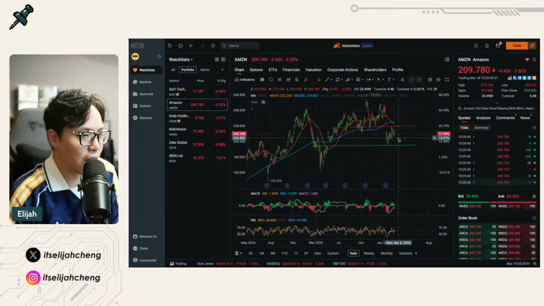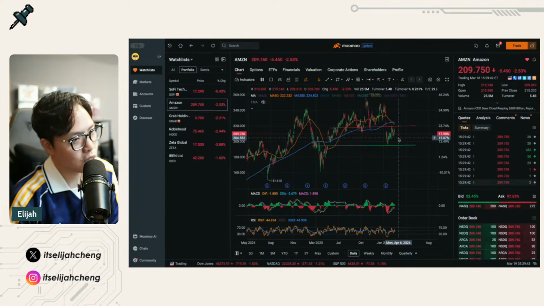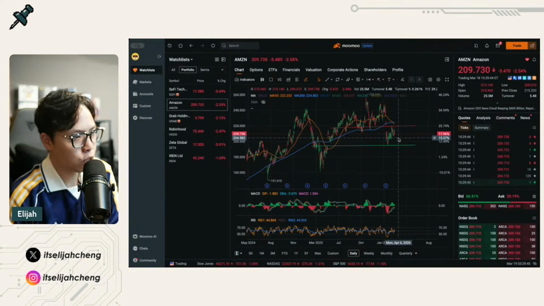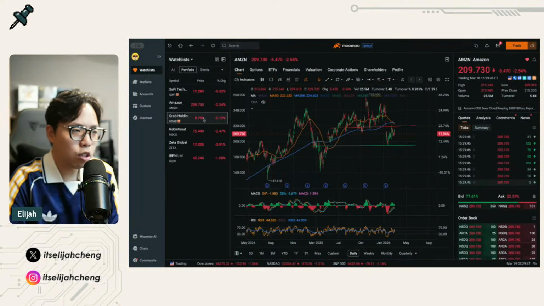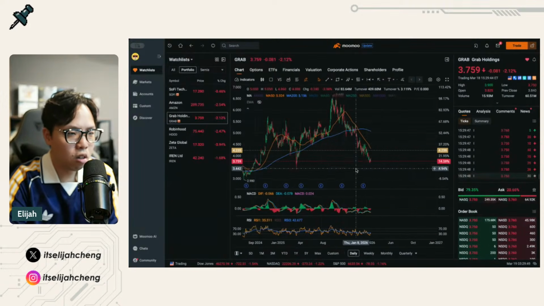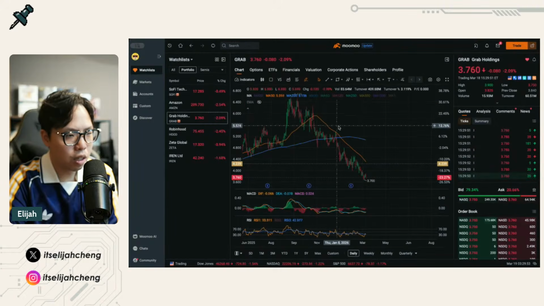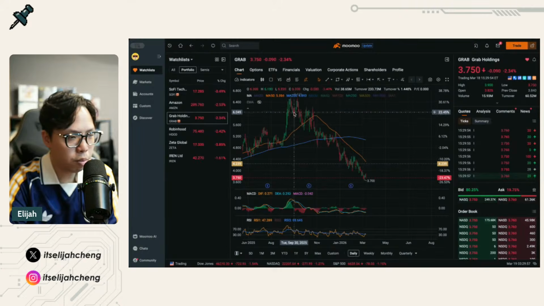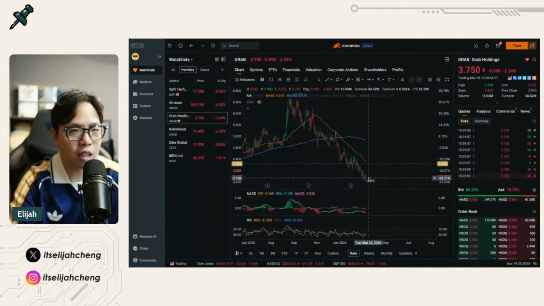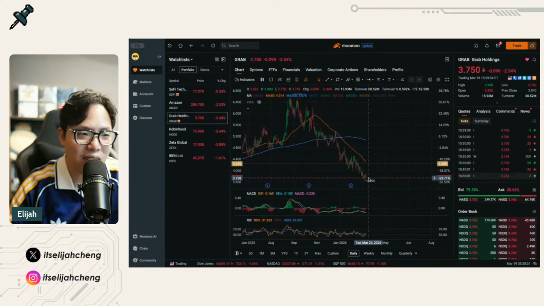Right now, like I said, once the market touches the 200-day moving average, that's when I'll make my first Amazon buy. For Grab, nothing much to say over here. This is a long story. You can see this has been in an extremely long downtrend all the way from September of last year to March of this year. So for the last 6 months, Grab has done nothing but go down.